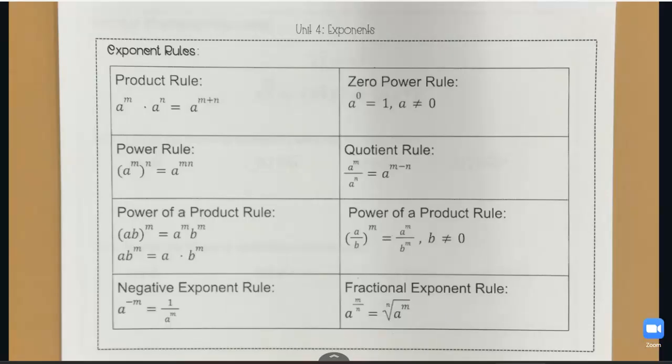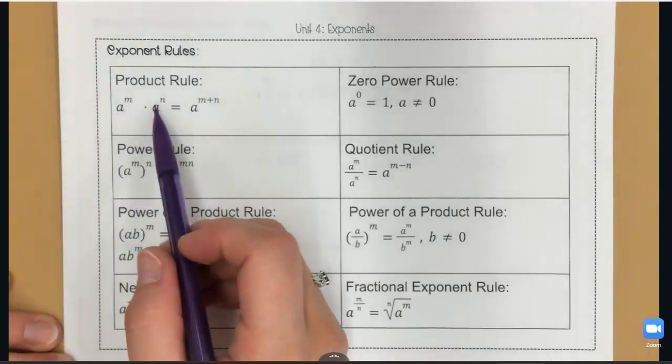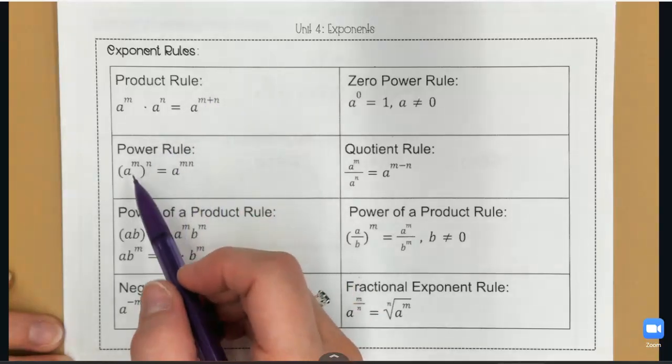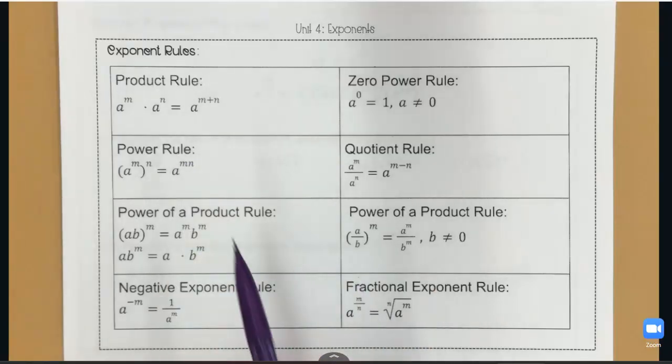We are going to look at our exponents today, starting with exponent rules. You might be familiar with some of these already. Our product rule: when we are multiplying like terms, we add their exponents. The power rule: if you raise a term to another power, you multiply their exponents.